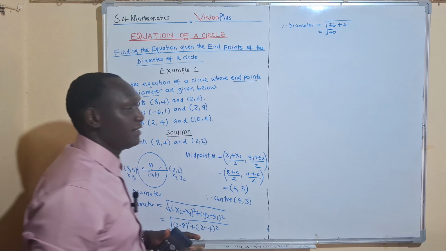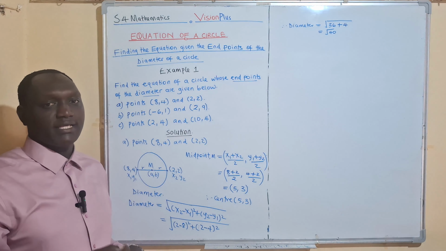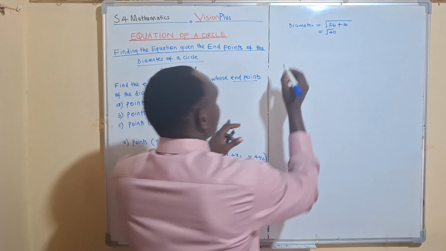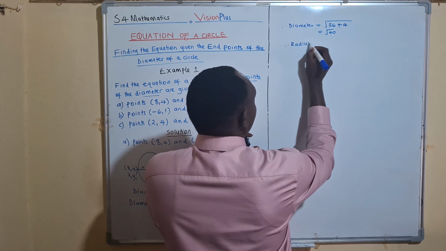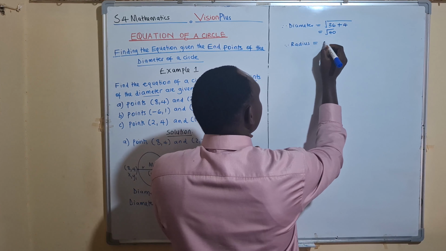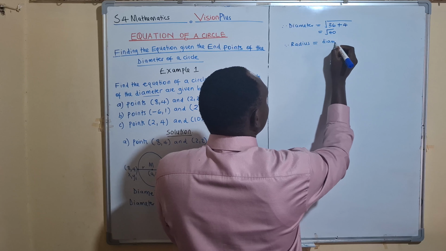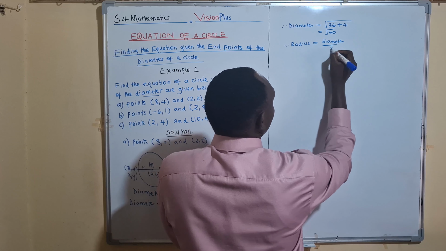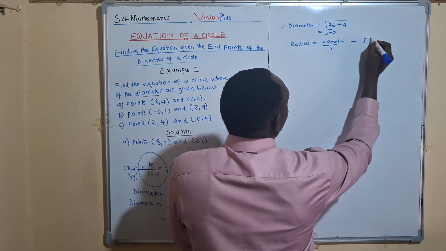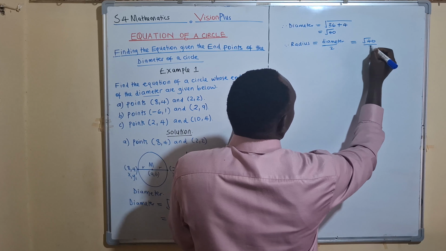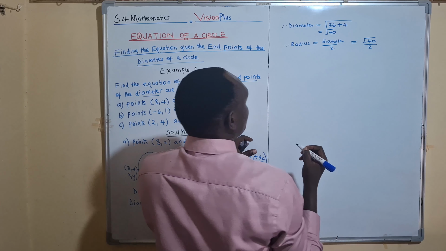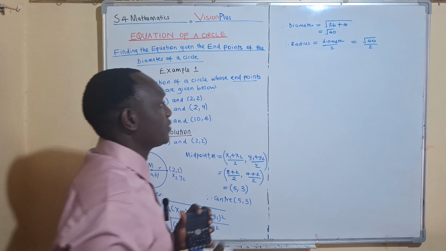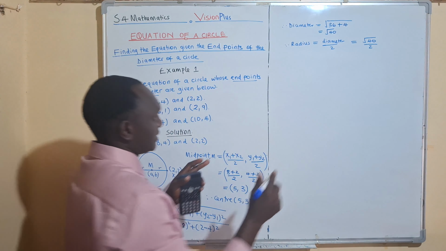After getting the diameter, remember the diameter is twice the radius. So now therefore the radius in this case is given by diameter divided by 2. That means we shall have root of 40 divided by 2. Okay? Root of 40 divided by 2. You can leave your answer in that format. It is okay. That is the radius.